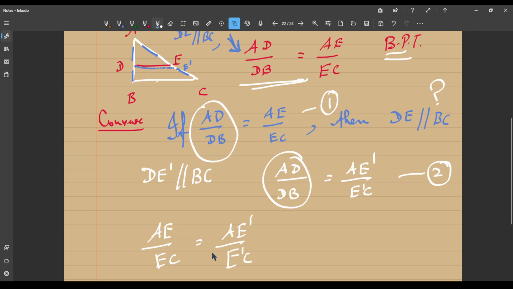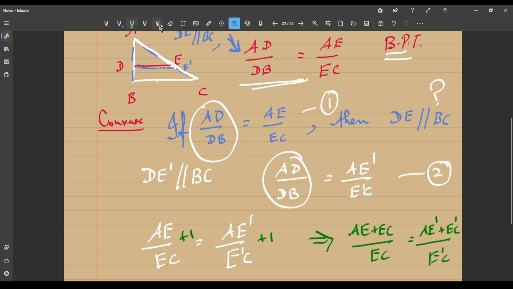We can compare these two ratios only if we have something in common. So let's try to bring something in common. Maybe we can try to bring in this whole side AC in common. So in order to do that, let me add 1 to both sides so that I get an AC in the numerator. So what happens when I add 1? I get AE plus EC by EC is equal to AE dash plus E dash C by E dash C.